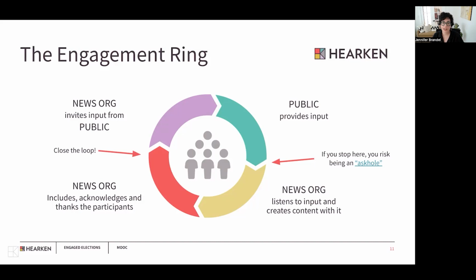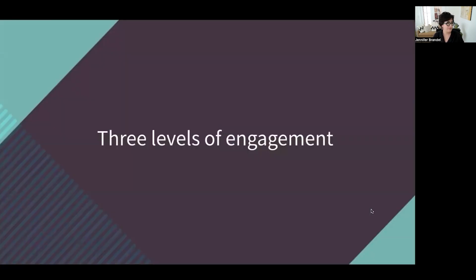The last part of the engagement ring is acknowledging their contribution, following up with them to thank them and let them know what they made possible. After all, a lot of people might engage but never know if you actually heard them or not, unless you tell them. So it's best not to take on engagement if you're not in a position, not able to do steps 3 and 4. Otherwise, you risk being extractive. And here's a little bit more about what that means.